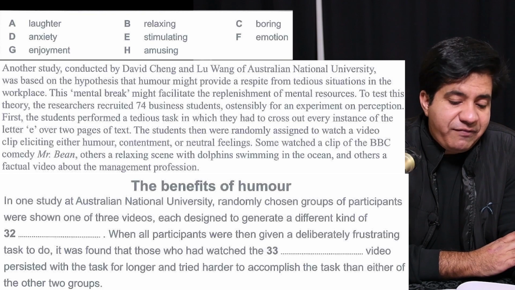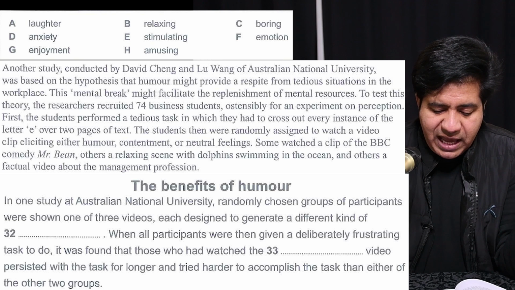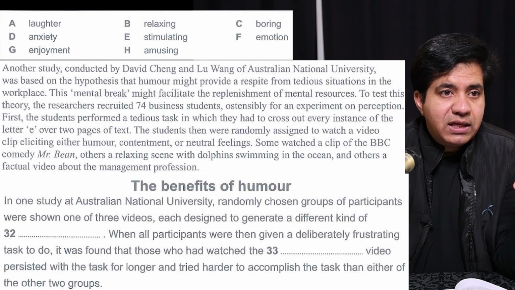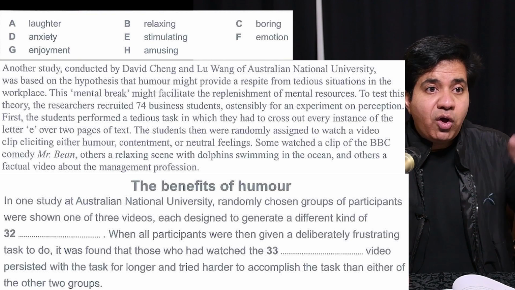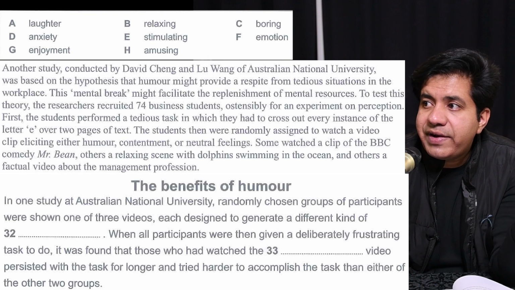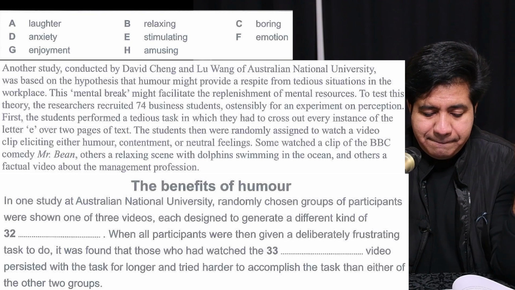Exactly, it's F, emotion. Why? Because they have mentioned humor, contempt or neutral and then feelings. Right, so feelings and emotions. Now the answer is not "emotion". If you write "emotion" as an answer, they will cross it. The answer is F, because this emotion is F.